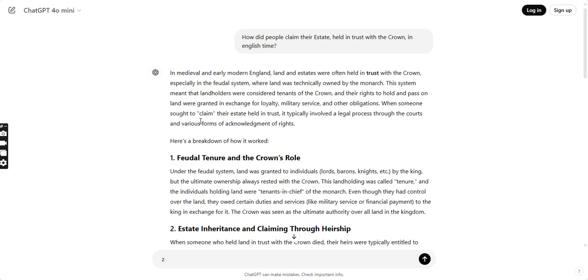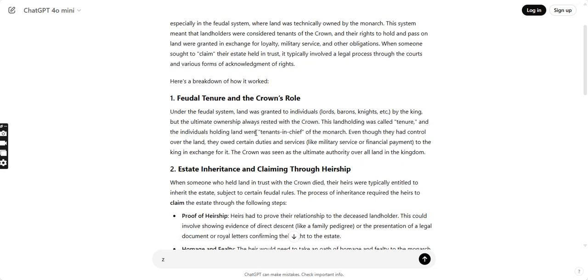When someone sought to claim their estate held in trust, it typically involved the legal process through the courts and various forms of acknowledgement of rights. See, forms of acknowledgement of rights. Okay. So here's a breakdown of how it worked.